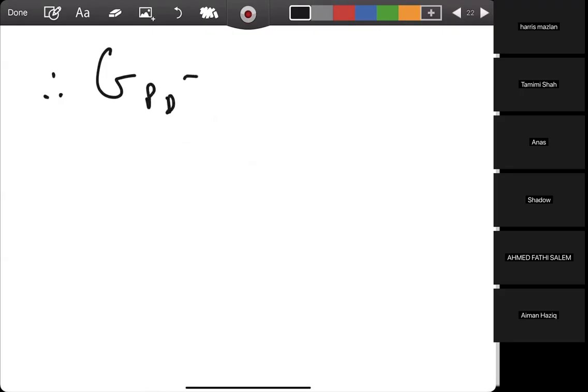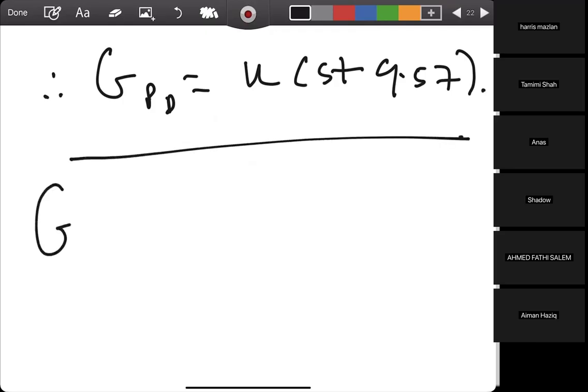So the GPD was K(S plus 9.57), okay. So this is your PD controller, and then you find the GPD for overall, okay.